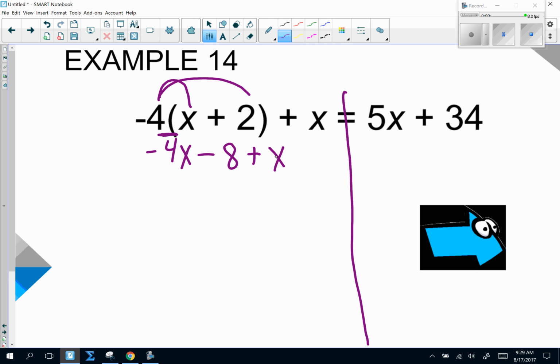x. Now, that x is really a 1x. I'm going to put that invisible 1 in front of it so I don't forget about the 1, is equal to 5x plus 34. Okay. So I did distributive property.